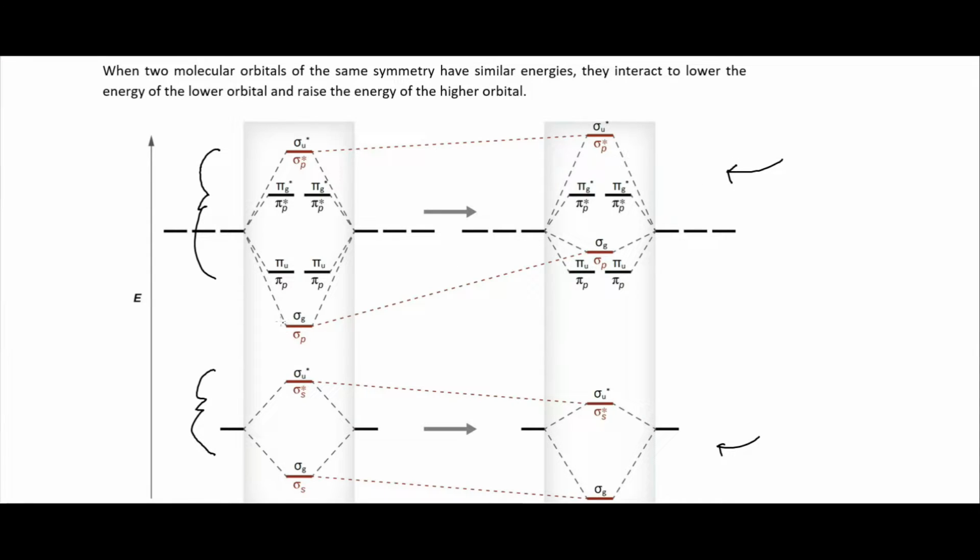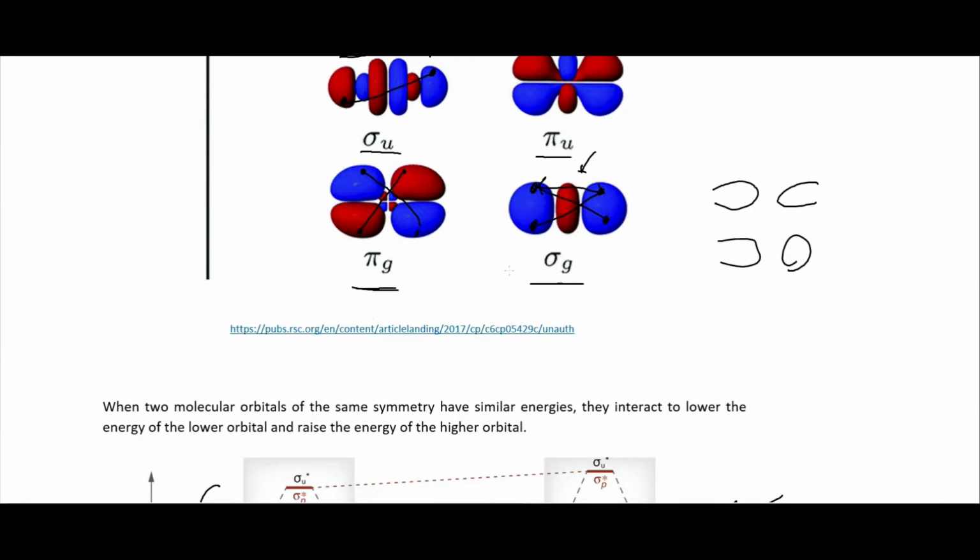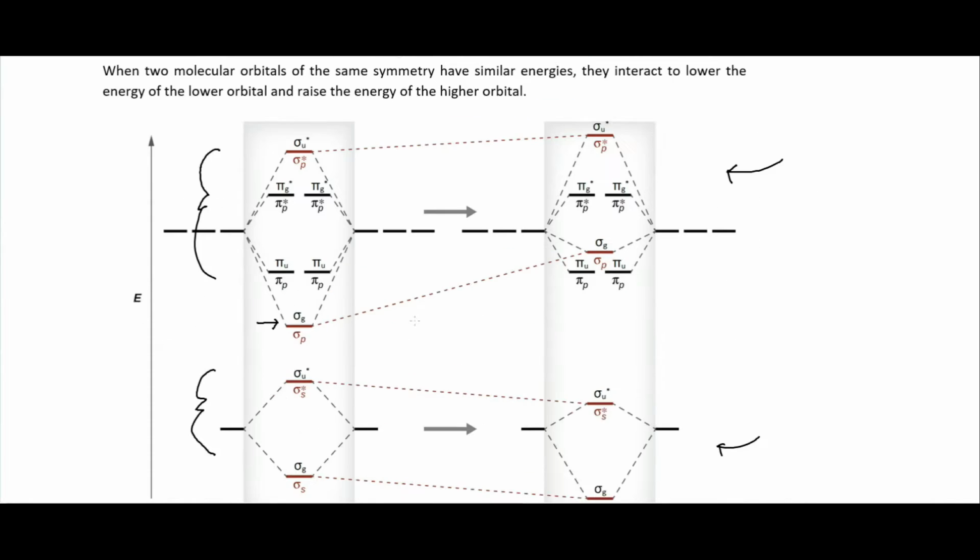And so that's why this sigma g, which is what we would expect, because that is the lowest energy, is up here, lower in energy than these pi u here.